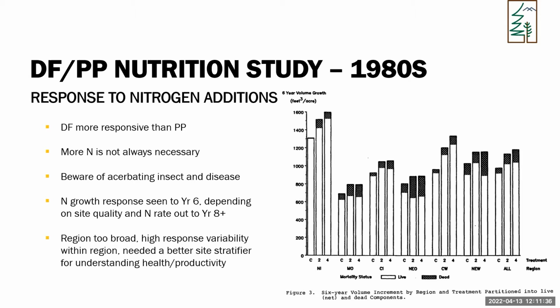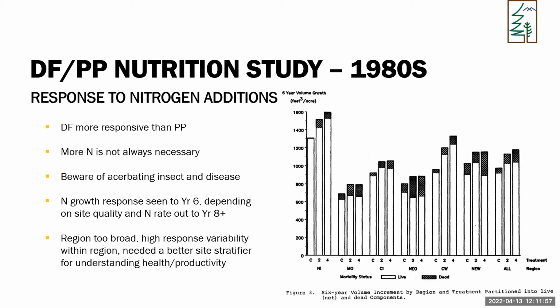And then we have a 2 and a 4, and that was 200 pounds of nitrogen to the acre and 400 pounds of nitrogen to the acre. And if it's a white bar, it's alive. If you see the little hashed dark color on the top of the bars, that is dead. So that's the mortality that we were observing following, say, treatments.